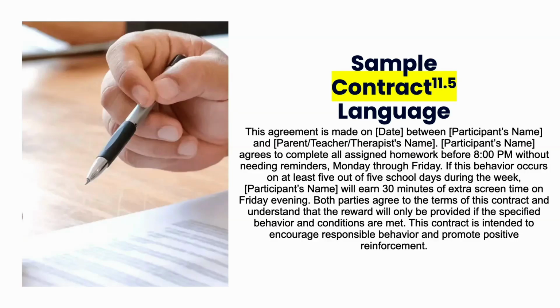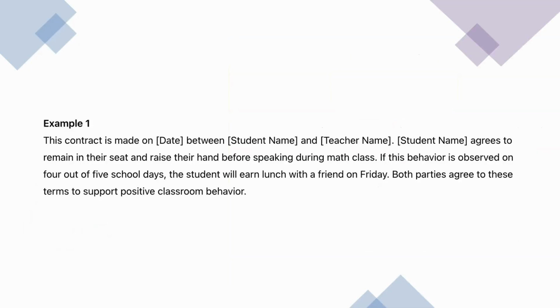And that's for a child who is reading at a high level, but you can make this a lot more simple. Here's another example. A student agrees to remain in their seat and raise their hand before speaking during math class. If this behavior is observed on 4 out of 5 school days, the student will earn lunch with a friend on Friday.